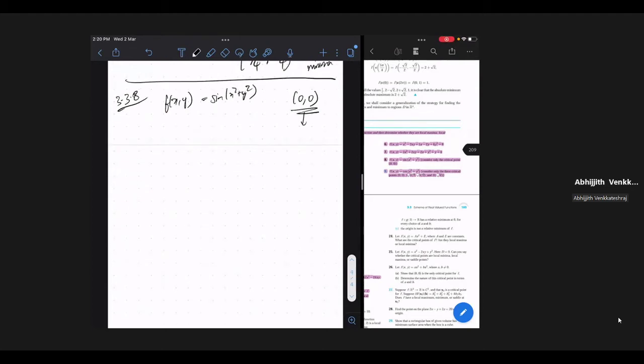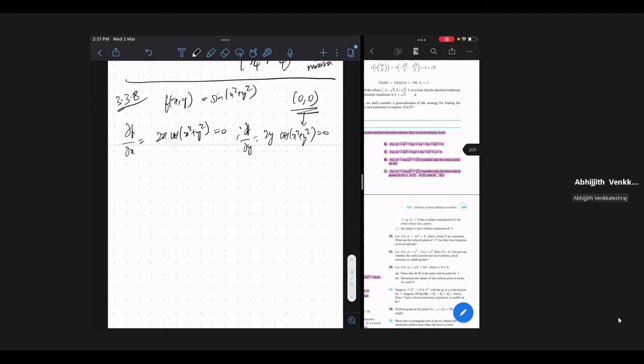So let's see what's the first derivative. My ∂f/∂x is 2x cos of x squared plus y squared, which is equal to 0. And then my ∂f/∂y is going to be 2y cos of x squared plus y squared equal to 0. I'll also try to find out what my second derivative is.